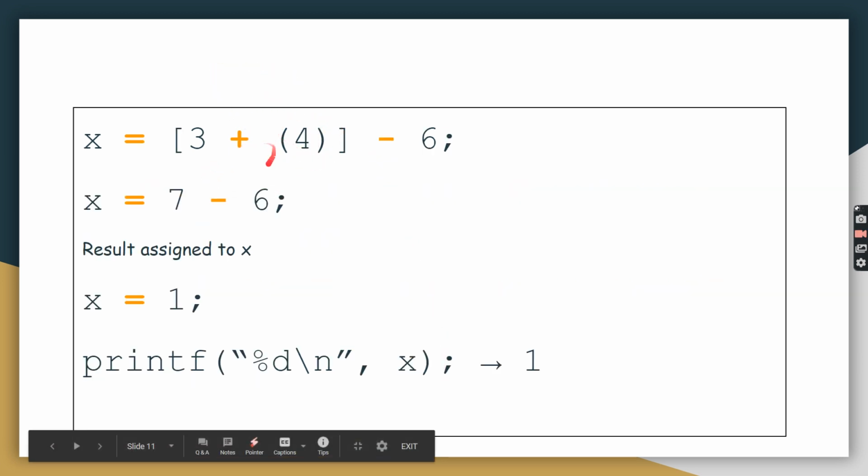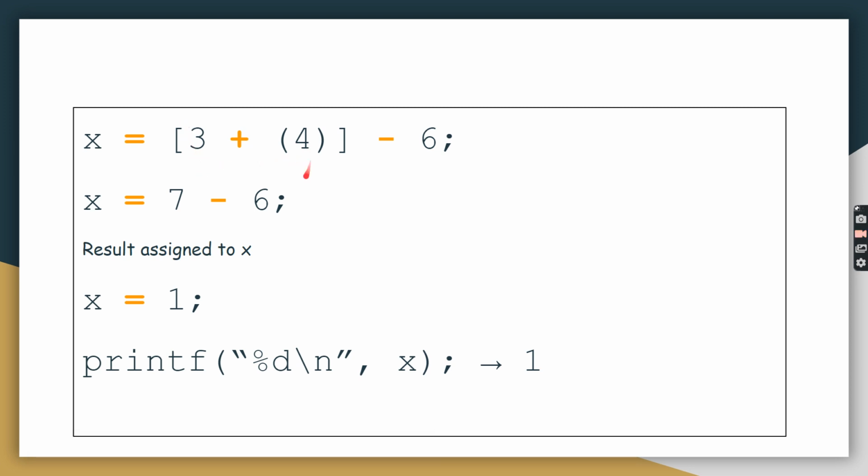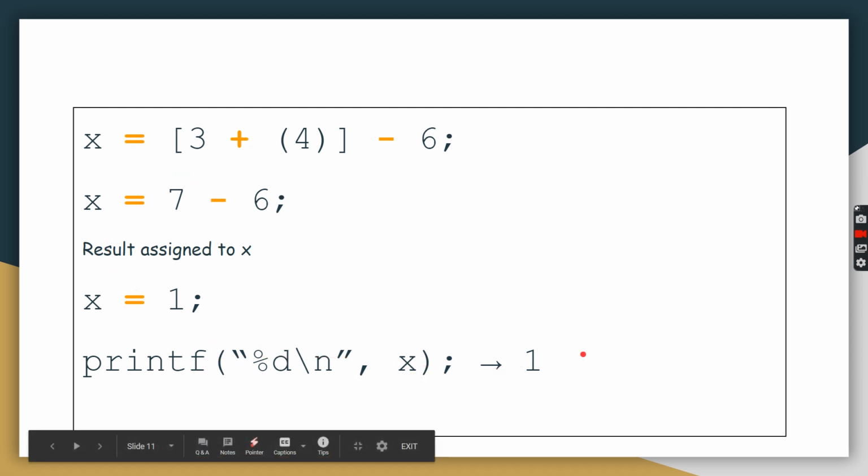We add 4 to 3, which gives us 7. Then we subtract the value of 6 from 7, which gives us 1. And last but not least, because we have this equal sign here, which is the assignment operator, which has the lowest precedence among these other operators, we assign the value of 1 into x, and therefore print the value of x out here.